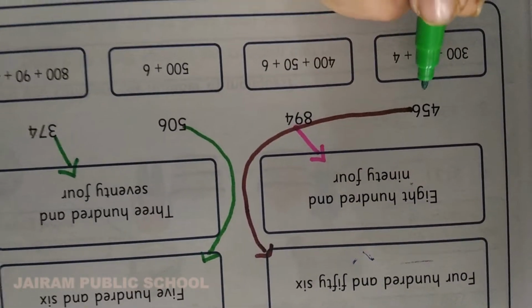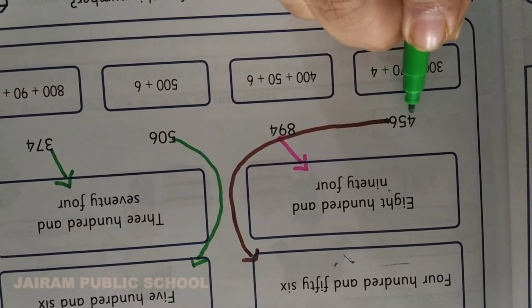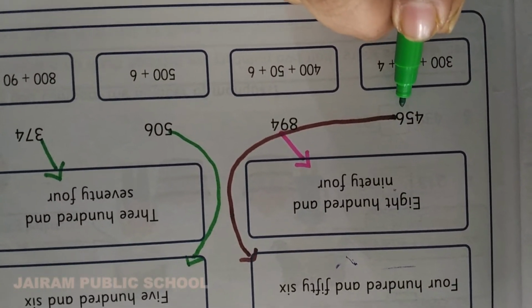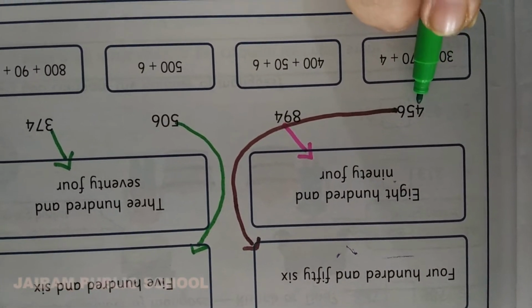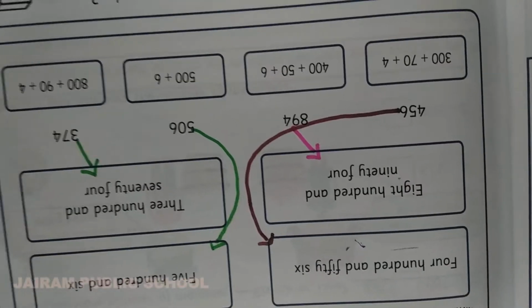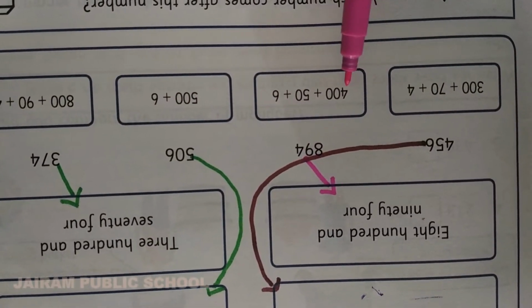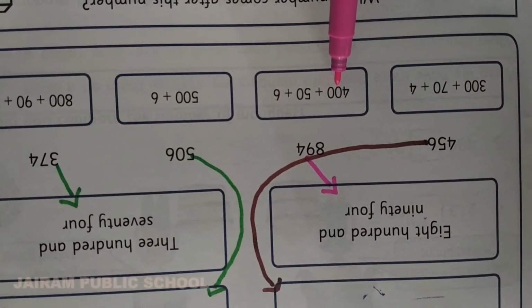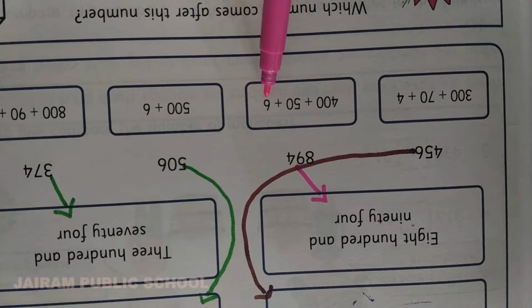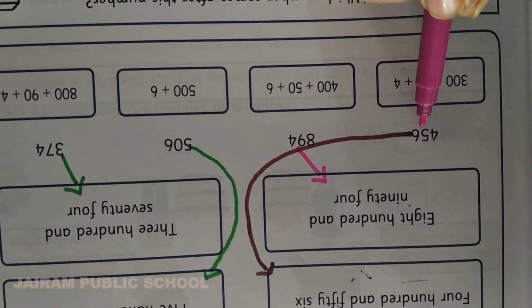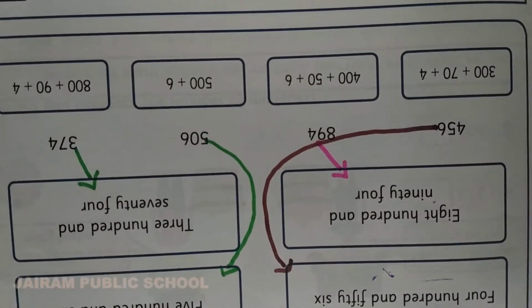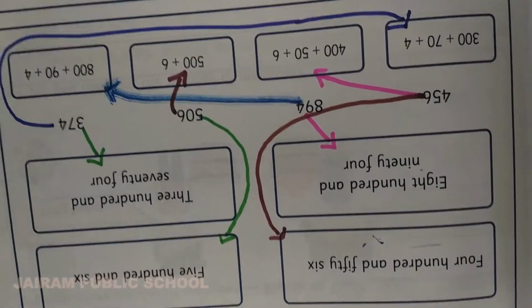Okay, and you want to match the expanded form for this number, Kana, 456. Where is the expanded form? The expanded form for this number. See here, check. Yes, it is here. 400 plus 50 plus 6. That only we write in number as 456. Okay. See here, Kana.